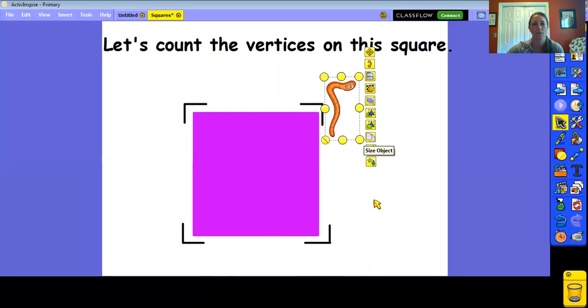Squares have 4 vertices. If you want to be really fancy, next time you see your grandparents or your aunts and uncles or cousins, you say to them, hey, Grammy or Grandpa, did you know that a square has 4 vertices? Your grandparents will look at you like you are the smartest kid on the planet because that is a really fancy word. So try to remember that. And don't forget, rectangles have vertices, hexagons have vertices, triangles have vertices. So you can get really fancy.